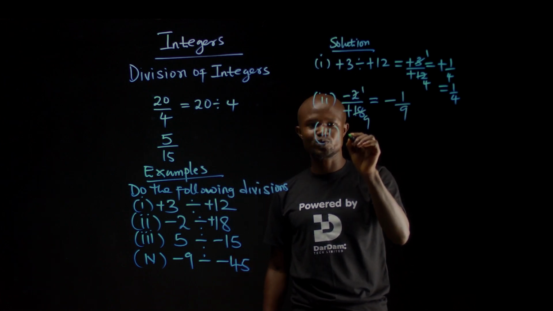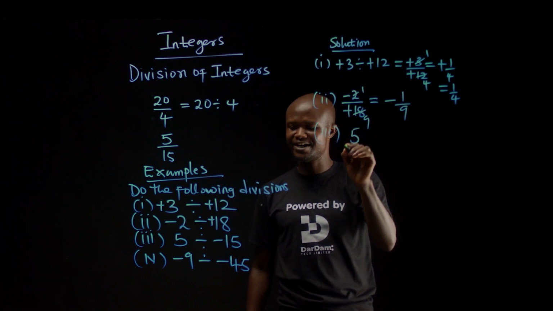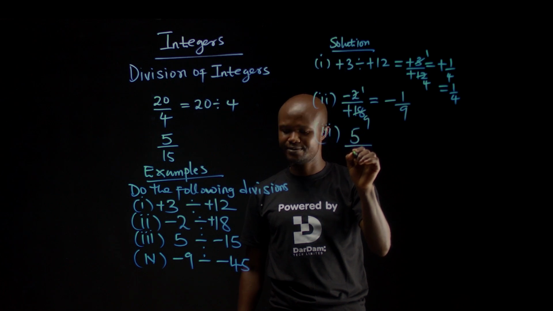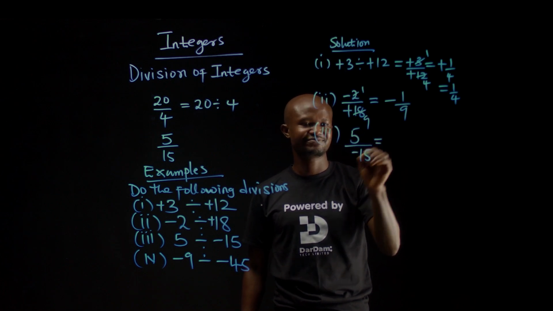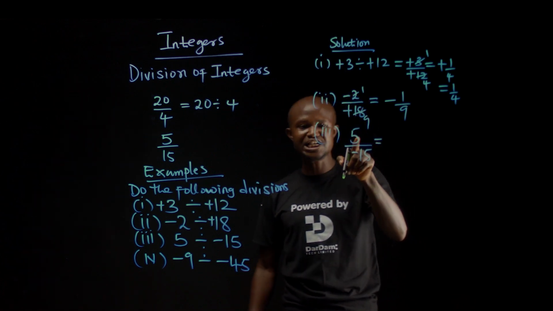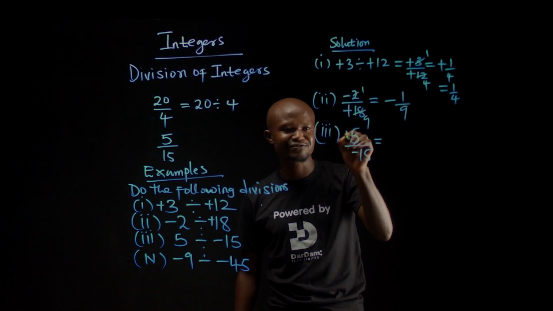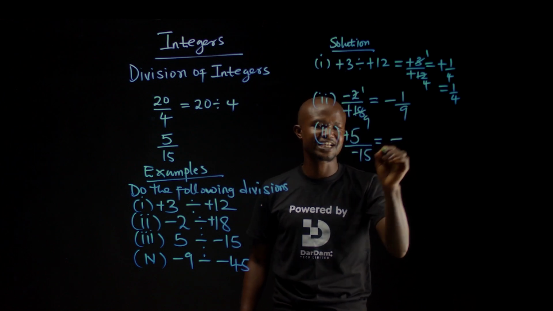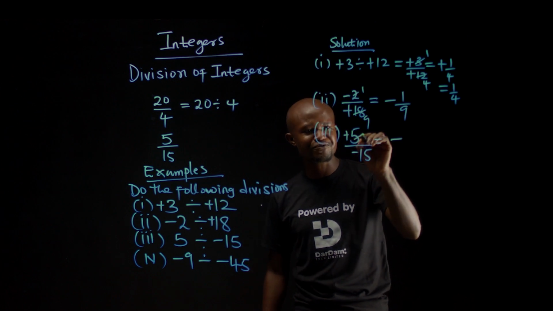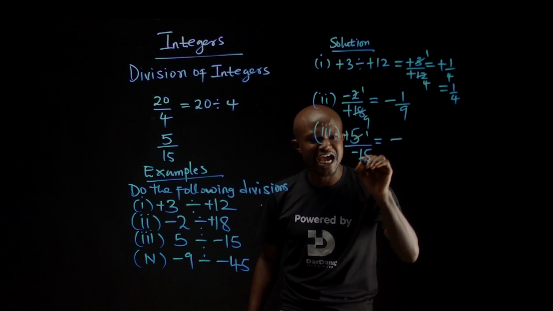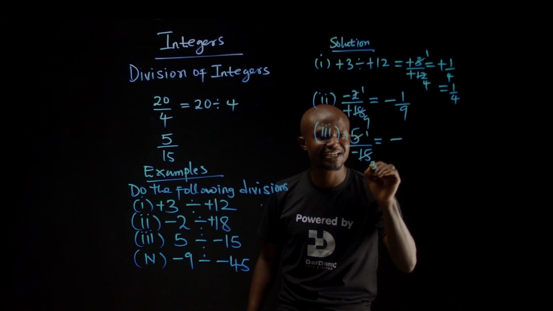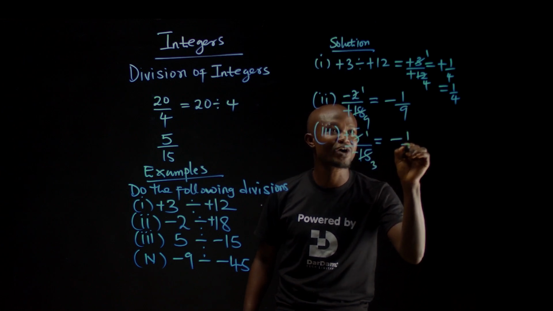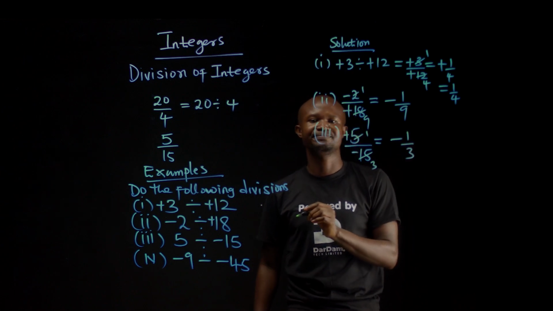Now, in this case, we have 5 divided by minus 15. This 5 is the same thing as plus 5. Take note of that. So plus divided by minus, what will it give us? That's minus. Now, 5 here, 5 in 15, what do we have? 3. So we have here minus 1 divided by 3.